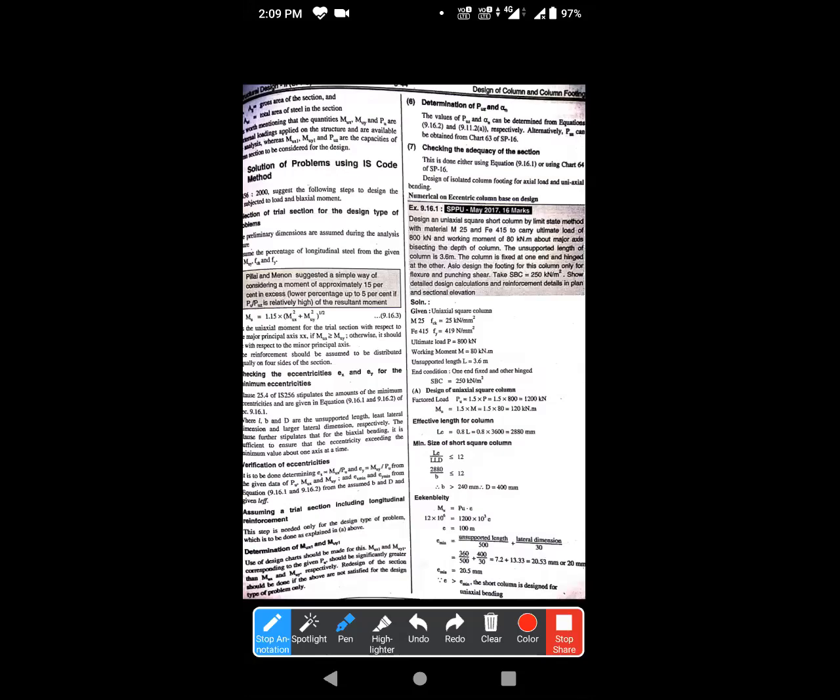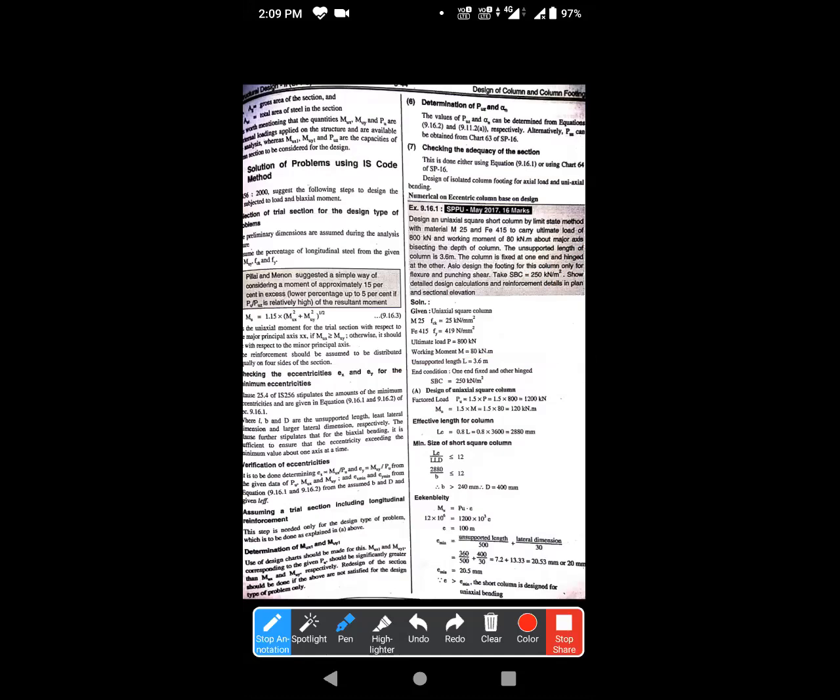See what is given. It is a uniaxial square column. The grade of concrete and grade of steel are given. The ultimate load, working load, unsupported length and end condition are given: one end is fixed and the other is hinged. According to this, you have to find the effective length. You have to go to that table and see which condition it is in.